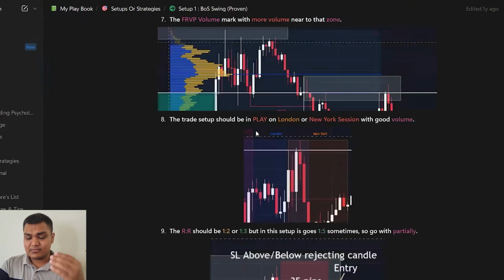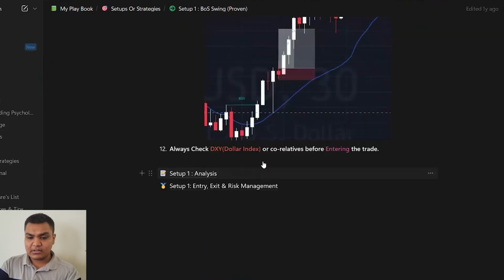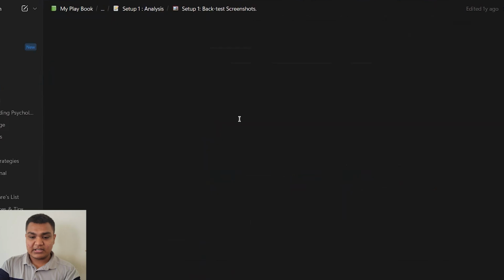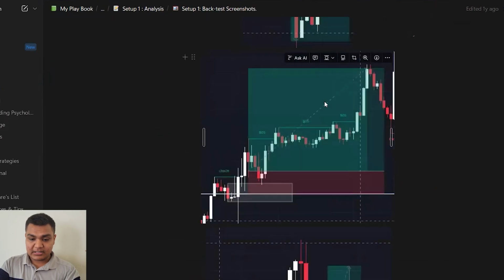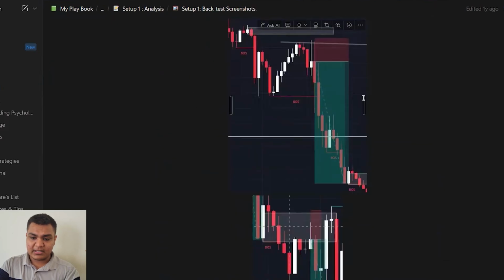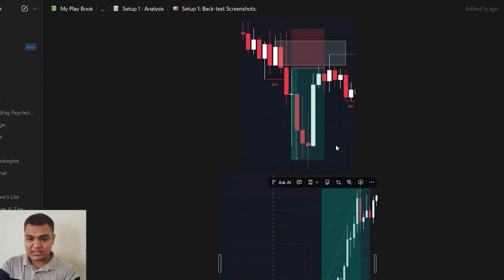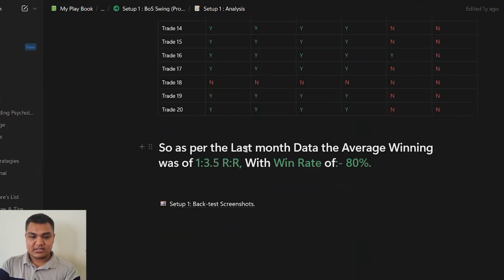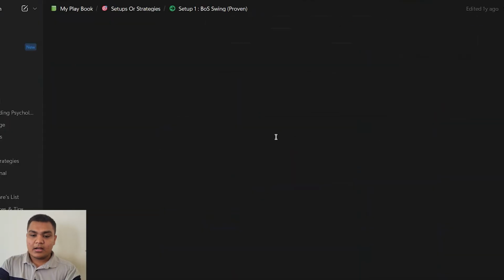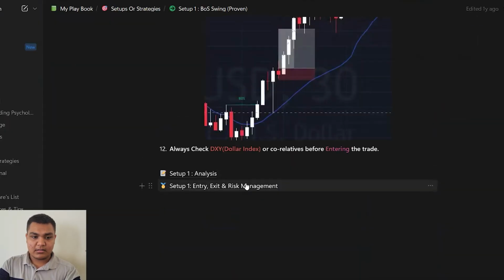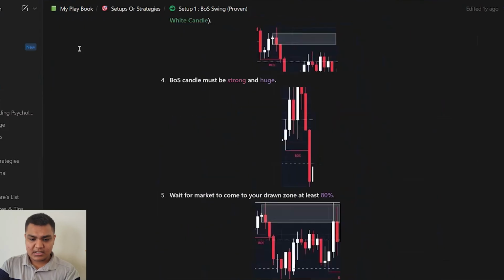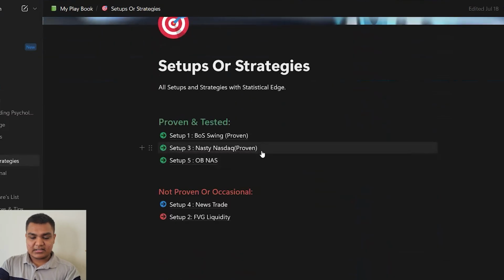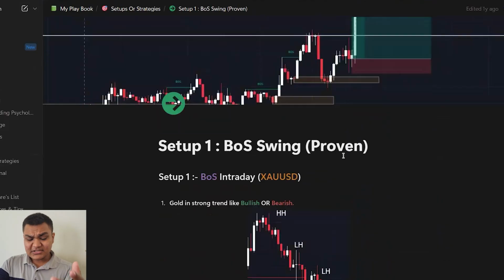After defining all this, you have to backtest your setups and take screenshots of the backtested data, or your forward-tested trades, to have more confidence and learn from your own mistakes. And yeah, that's what my strategies, or my playbook, look like.